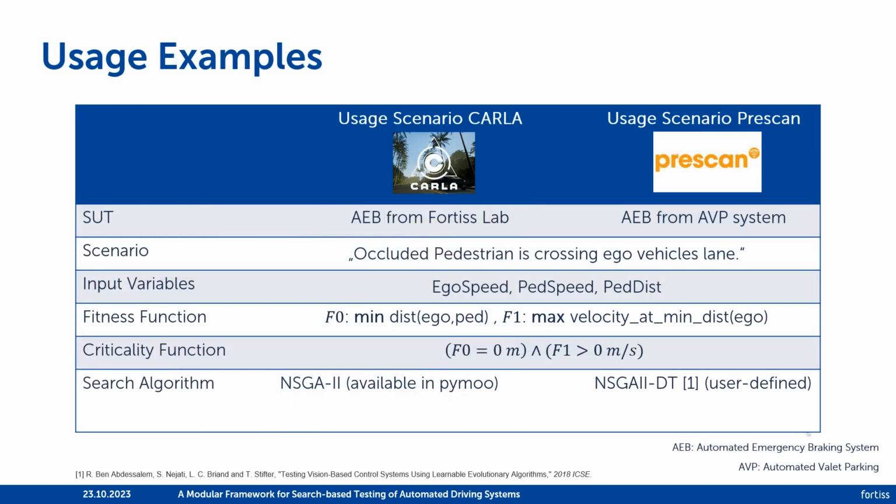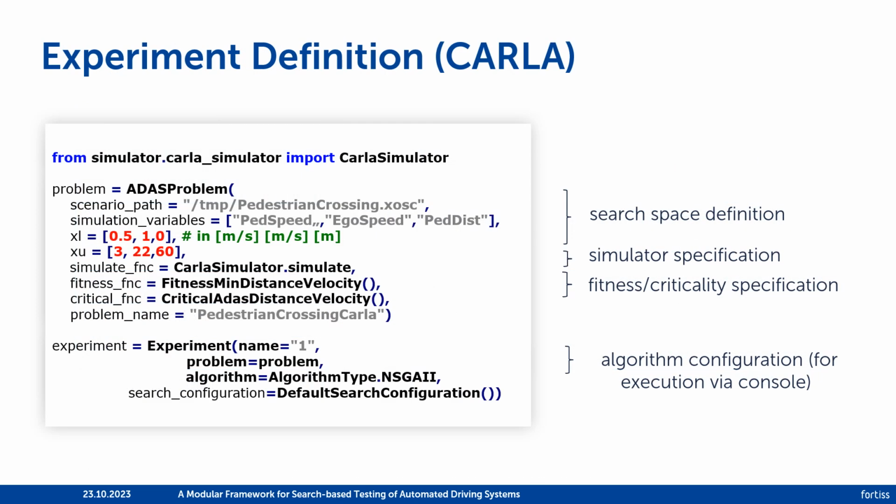We demonstrate OpenSBT on testing ADAS systems in the PreScan and CARLA simulators. We use the same fitness function but different search algorithms in a scenario where a pedestrian is crossing a vehicle's lane. To perform testing, we need first to define an ADAS problem. An ADAS problem receives as input the definition of the search space: we pass the path to the scenario, the variables to be varied, and the bounds.